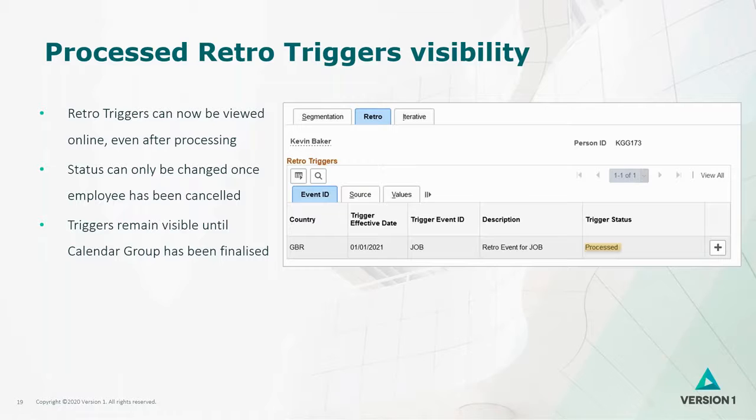Oracle have now changed that so that you can view the retro triggers even once they've been processed. So the payroll will pick up the retro trigger as normal, but when you go to view the retro triggers, you will still be able to see that retro trigger even after it's been identified.